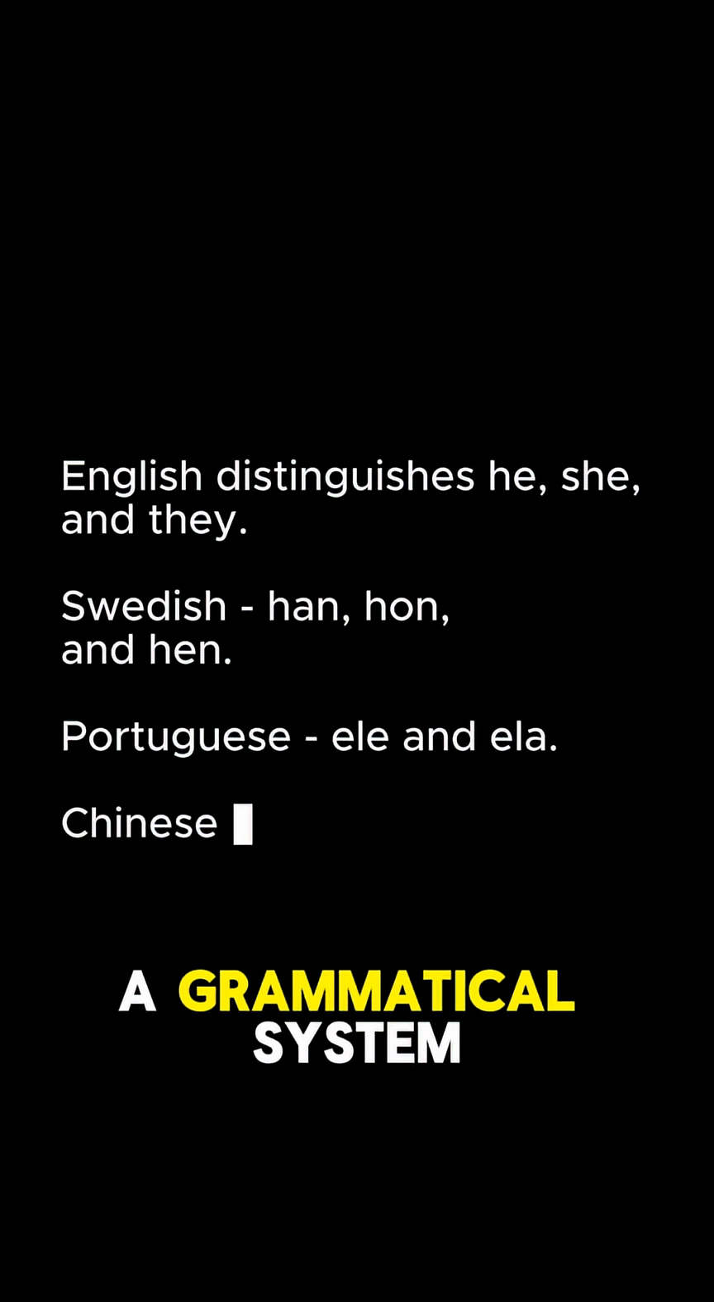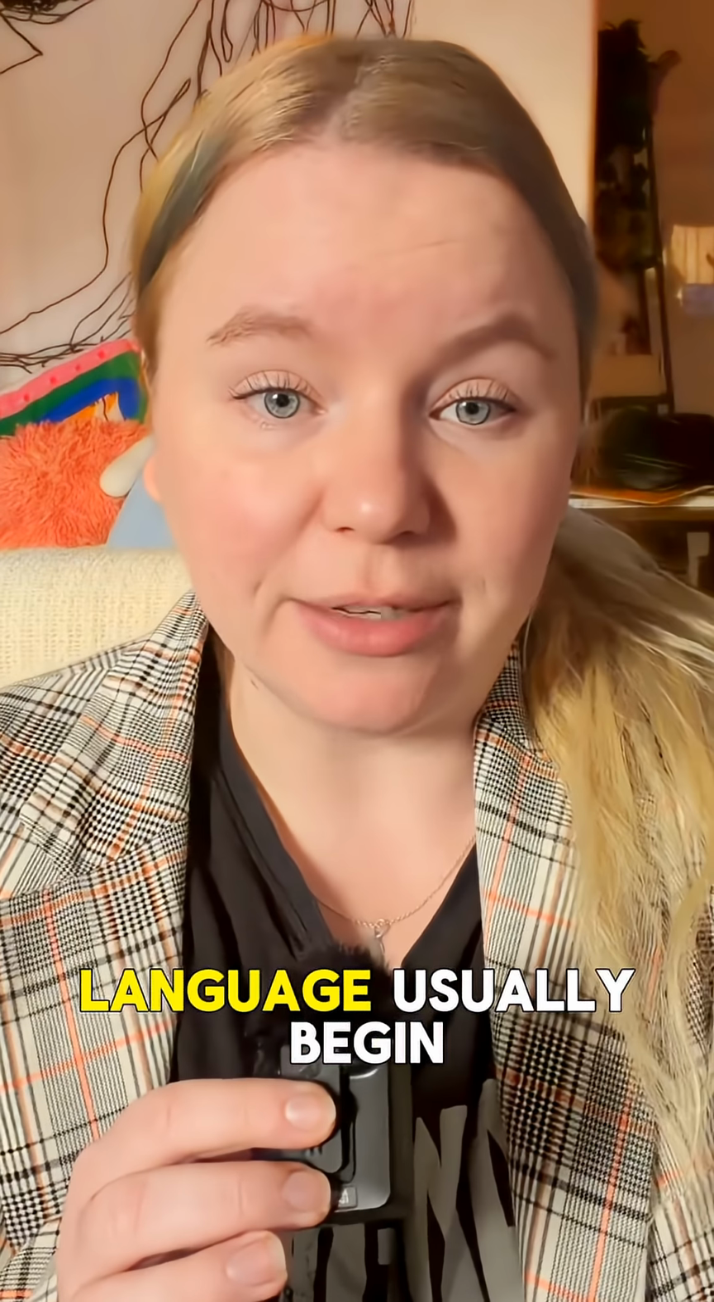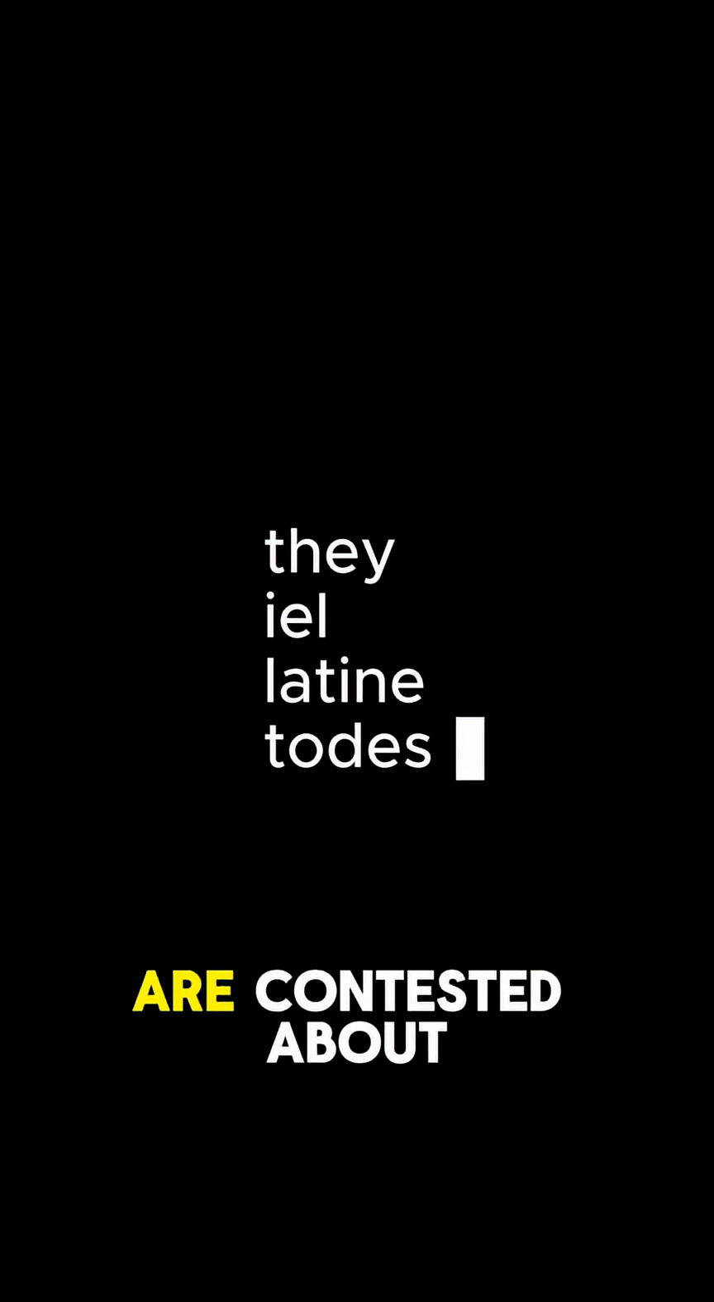Here, gender is not a grammatical system applied to all nouns. It is a social category applied to people. This is where debates about inclusive language usually begin. The rise of singular they in English, forms like elle in French, Latin in Romance languages, or typographic solutions in German are not purely grammatical developments. They are socio-political negotiations inside the language. Language becomes a space where identity, visibility, and power are contested.